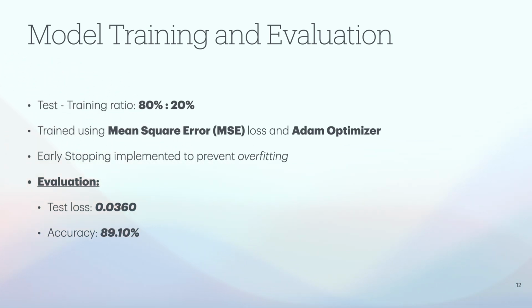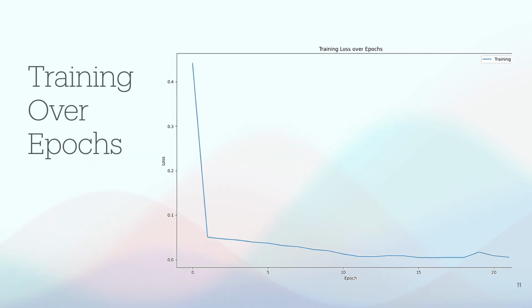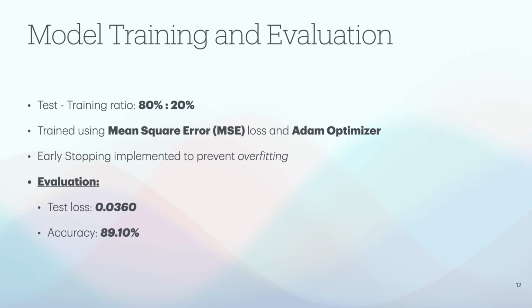The test loss is 0.0360. That actually started at, I think, around 0.59 something, and then the test loss was eventually reduced to 0.0360 with an accuracy of 89.1%.